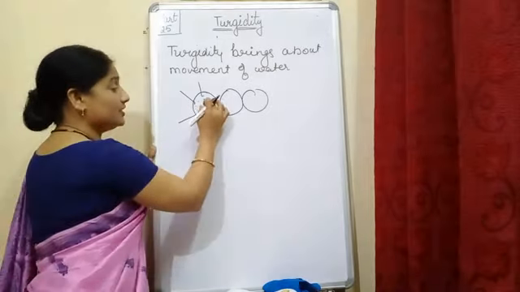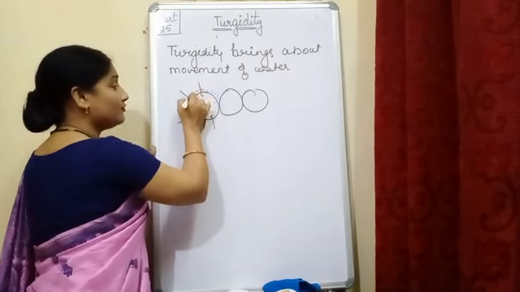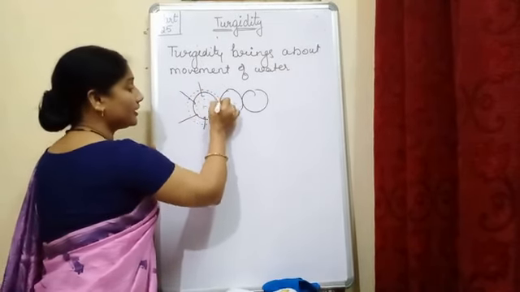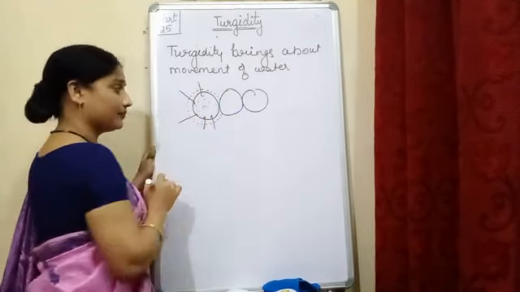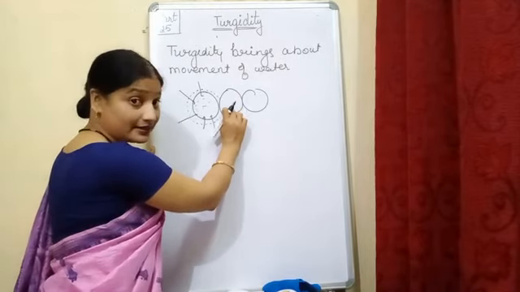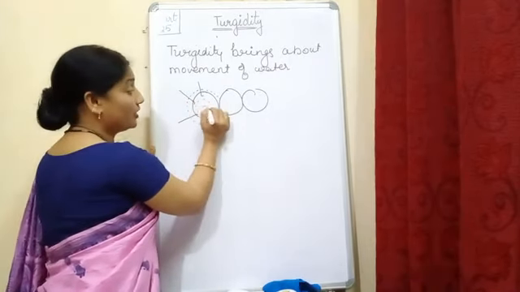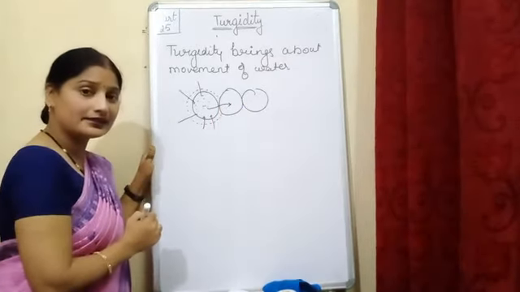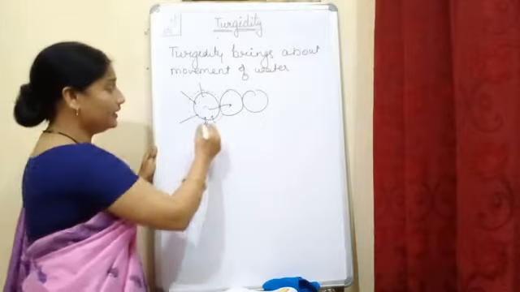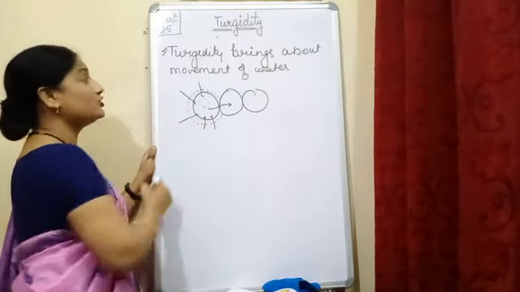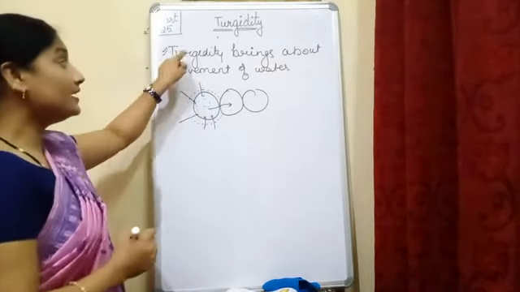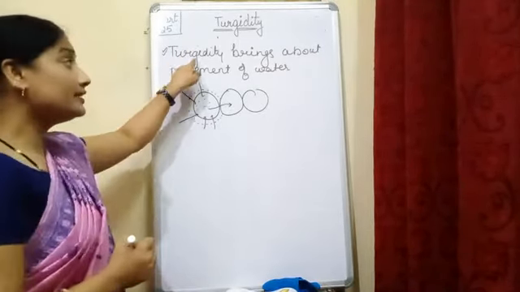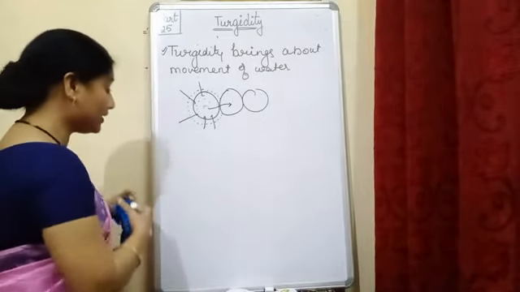Now suppose this cell has swelled up after absorbing water. The cell has become turgid. Now this neighbouring cell is still less turgid. So the water will move from the more turgid cell to the less turgid cell. Clear? So this is the first significance of turgidity, that is, turgidity brings about movement of water within the cell.